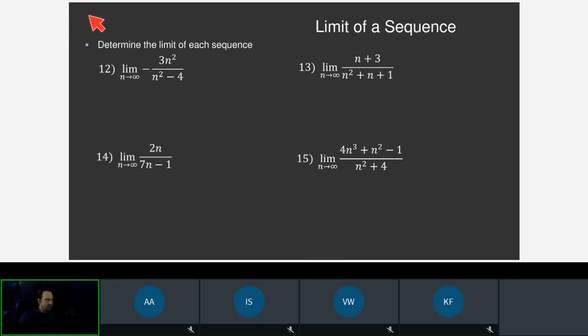Anyway, this one: limit as n gets really big of -3n squared over n squared minus 4. What is that limit? Go ahead and write it in chat. We got -3 as one answer. Another -3. Yeah, the reason it's -3 is because the exponents here are the same, so we just take the coefficients. That is -3 divided by 1, which equals -3.